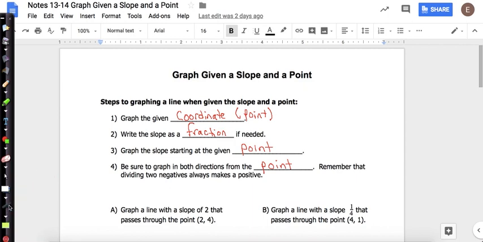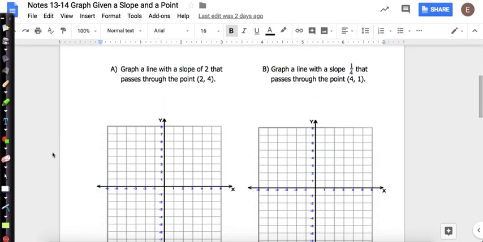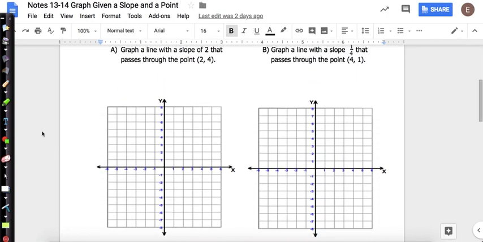Okay, let's look at example A. It says graph a line with a slope of 2 that passes through the point 2, 4. So what I'm going to do is underline slope of 2 and underline the point 2, 4. Now let's graph the point 2, 4 because that's where we're going to be starting from. So origin over 2 up 4. So here's the point 2, 4. And it has a slope of 2.